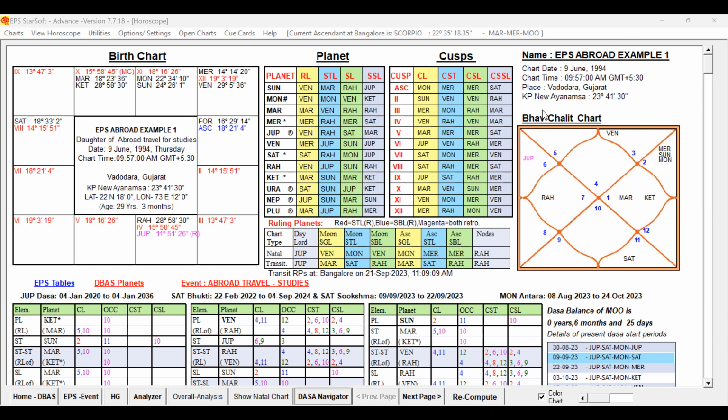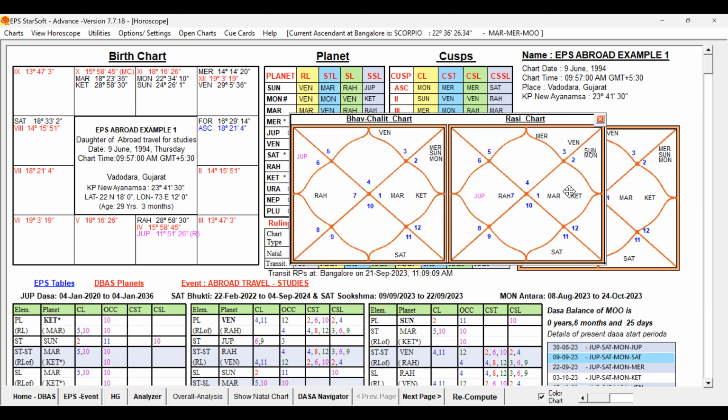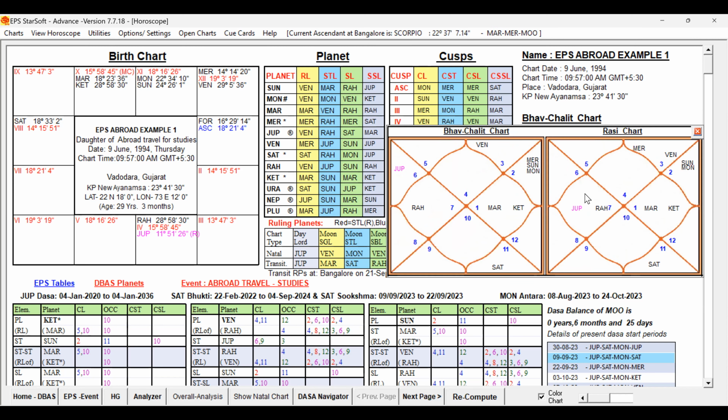So that way we have to start. Let me open this. Yes. Now we have to study. We know what are the important houses for abroad travel. Travel in general, third house is travel. It is movement. Third house means moving. Fourth house is a stagnant house, and third house is movement.